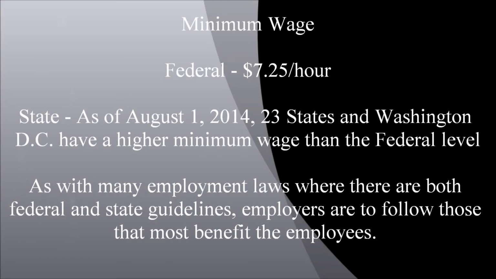First, minimum wage and federal minimum wage. Is there a difference? Yes, there is actually. The current federal minimum wage is set at $7.25 per hour, as of August 1st, 2014. 23 states and Washington, D.C. have a minimum wage that is higher than the federal level.